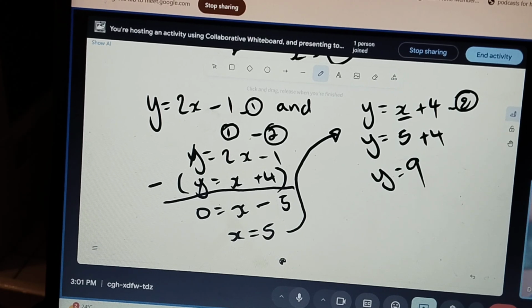There we go. Y equals 9. X equals 5, y equals 9. Okay, you're gonna have to give me one of these to figure it out, because I have to do minus. Okay, I'm going to give you one to try.